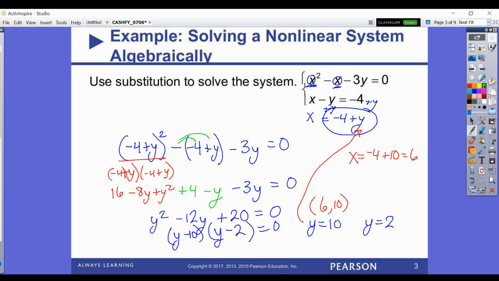And I can also take the 2 back up and plug that in. So -4 plus 2 is -2. So the x would be -2 when y is 2. So these 2 points are where the line and the parabola intersect. Remember, we have a parabola and a line, so there's probably 2 spots. It might only touch once, or there might be no intersection at all. So in this case, we ended up with 2 places.